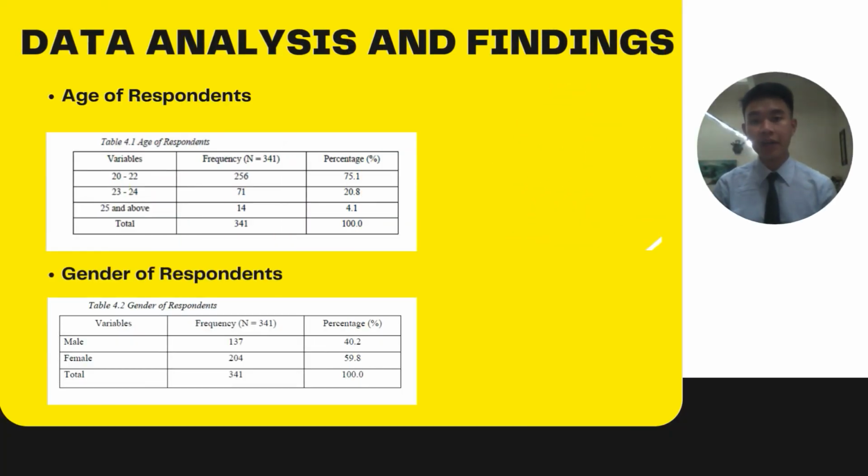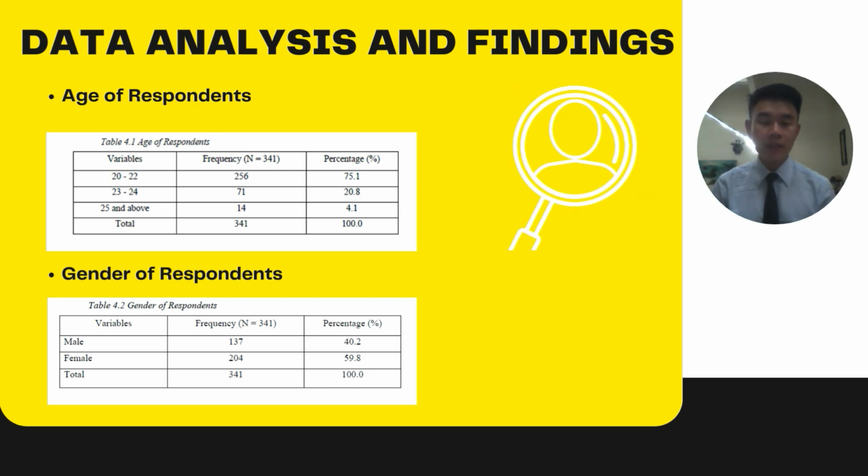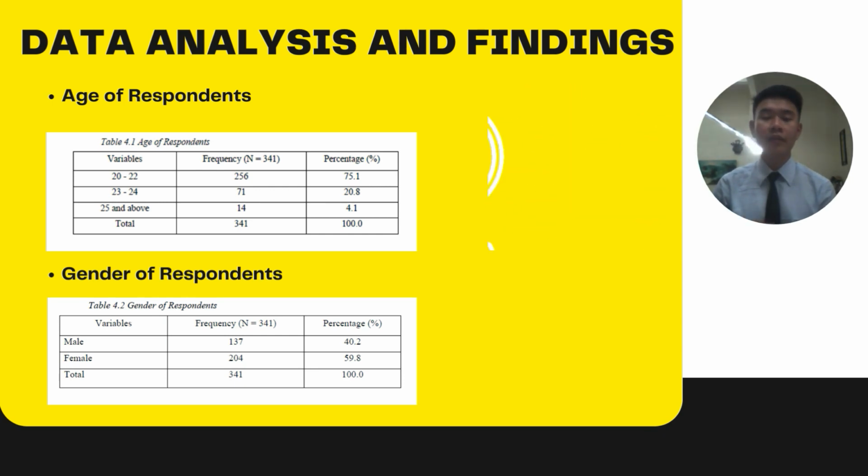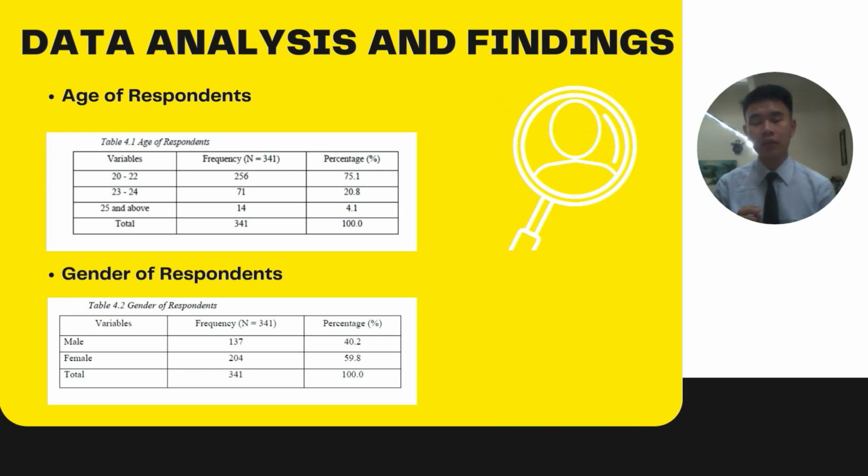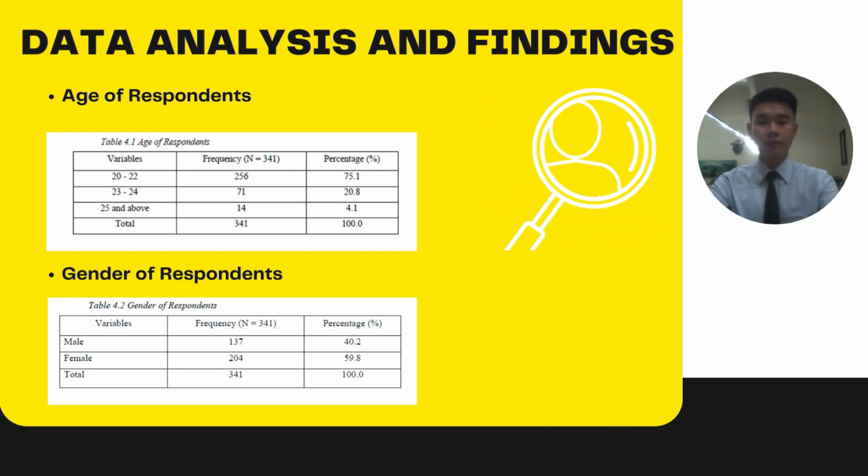Right, next I would like to talk about the data analysis and findings. As you can see, table 4.1 shows the age of respondents. The majority of respondents are 20 to 22 years old, which is 75.1 out of 100%, while the least respondents are 35 years old and above. The second, table 4.2, shows the gender of respondents. There are 137 male respondents out of 341 respondents, and 204 respondents are female.